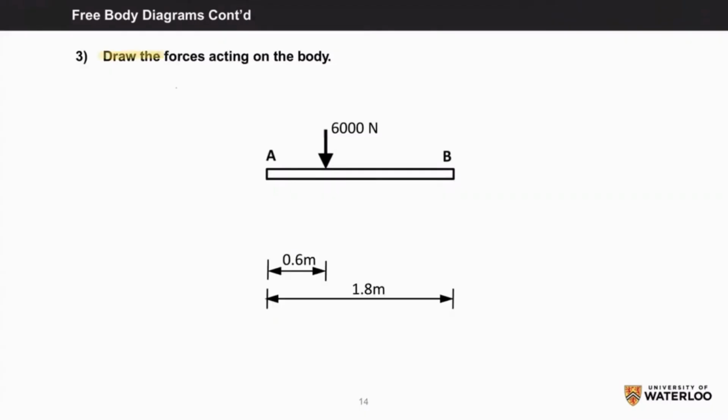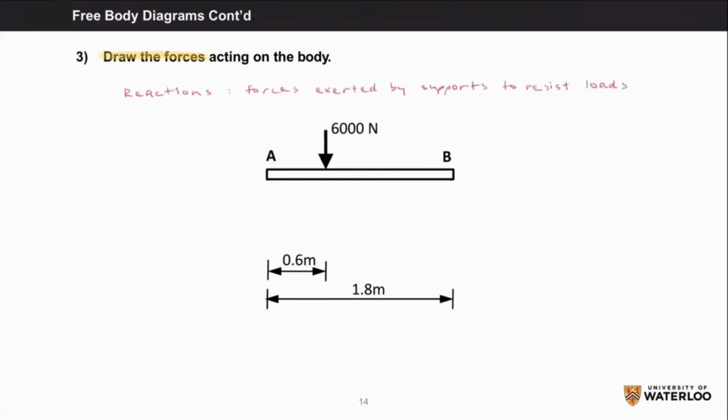Step 3 is to draw all the forces acting on the body. To do this, we have to replace the supports with their appropriate reactions. Remember that reactions are the forces exerted by supports to resist loads. The pin support at A is replaced by its horizontal reaction and vertical reaction, Ax and Ay. The roller support at B is replaced by By since it only resists loads in the vertical direction.